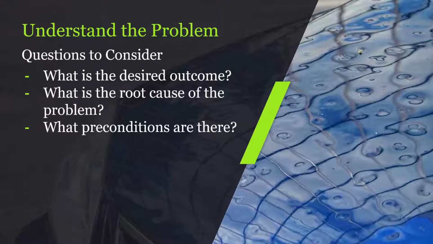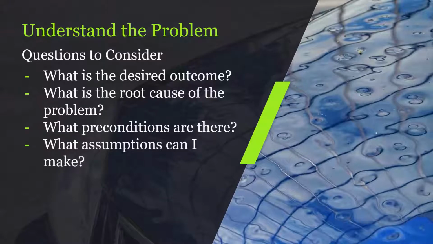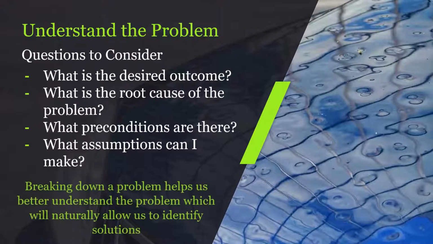We also need to consider what assumptions are reasonable to make. So maybe I'm going to assume there is no malicious intent in these dents, and that might rule out that there's someone out there doing it. But if I can't rule out that there is malicious intent, then that's going to drastically change the solution that I create. All of these questions together, when we're trying to understand the problem, help us break it down and understand it from all different angles. And that will allow us to naturally identify solutions that we can then implement and test and hopefully ultimately come up with a good algorithm.